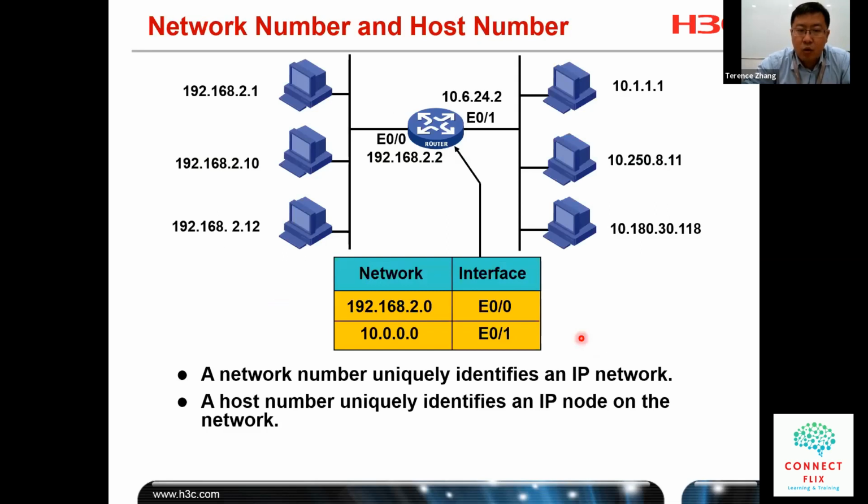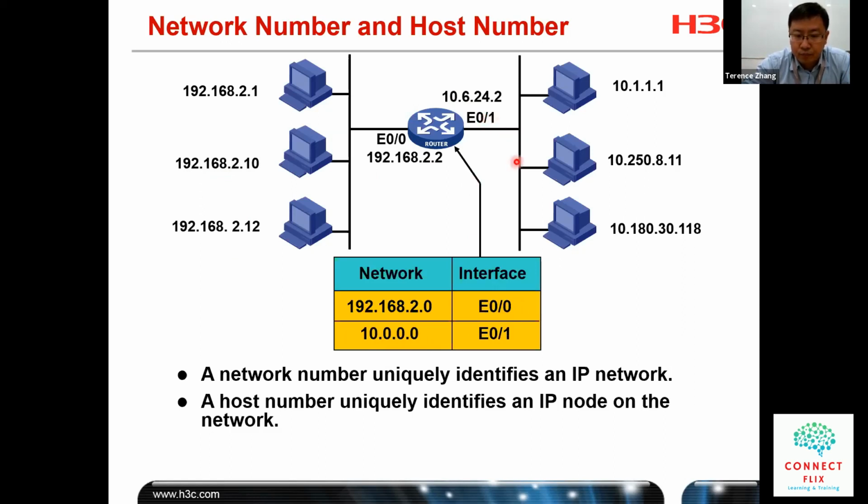About the network number and host number, we could take a look at this picture. There's a router in the middle with two interfaces, and on different interfaces we could configure different addresses. This router divides the network into two IP subnets. One is the 192.168.2.0 network, by interface 0/0. Another one is the 10.0.0.0 network, by port 0/1.